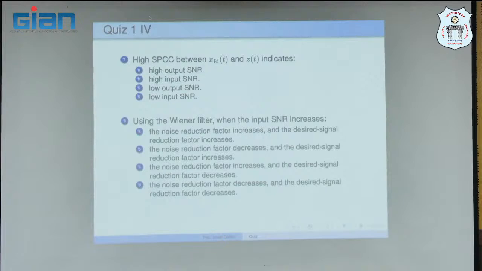The next one, 8. Using the Wiener filter, when the input SNR increases, A, B, C, D.